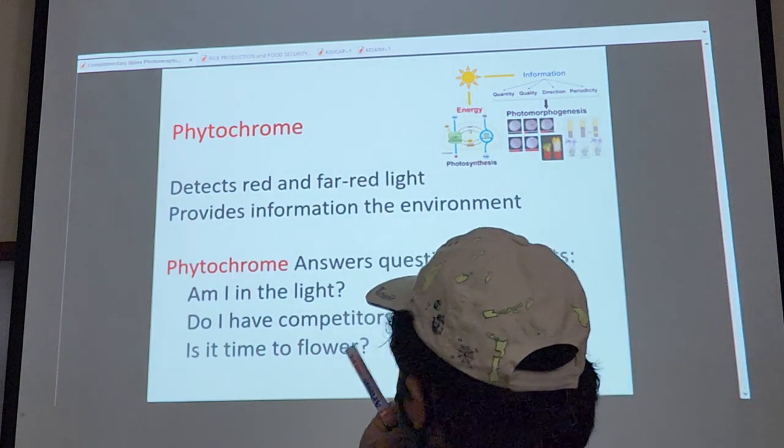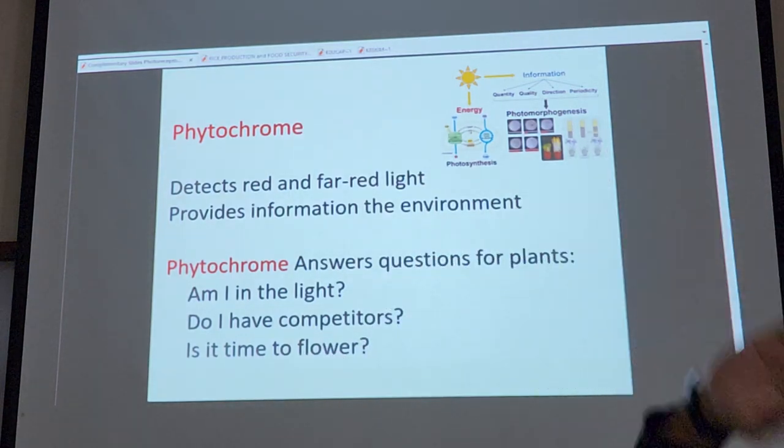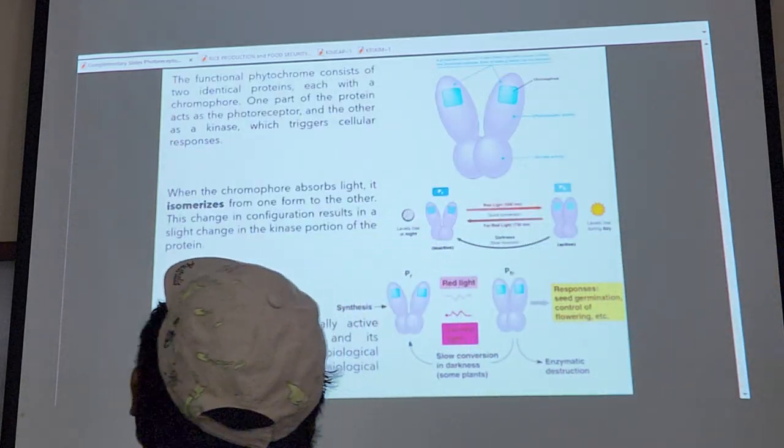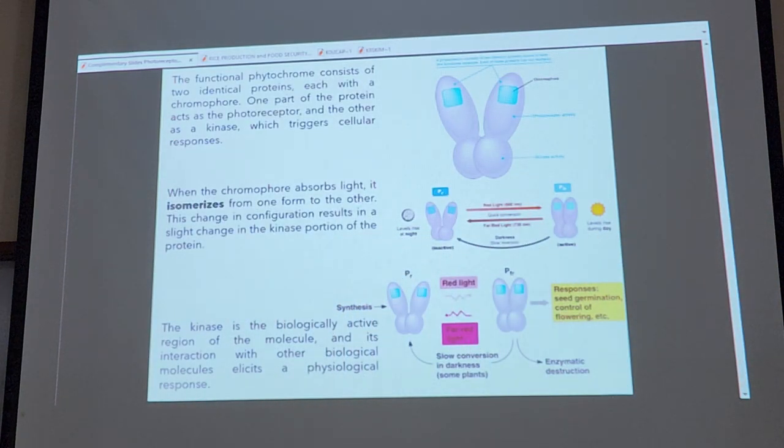Right, so let's see how plants answer this question using phytochrome. This is a function of phytochrome. It will answer: am I in the light? Do I have competitors, or is it time to flower? Phytochrome, what does it look like? To be honest, I don't think scientists have the actual picture of phytochrome. It's just a model so far. But from the model, this is what phytochrome should look like.